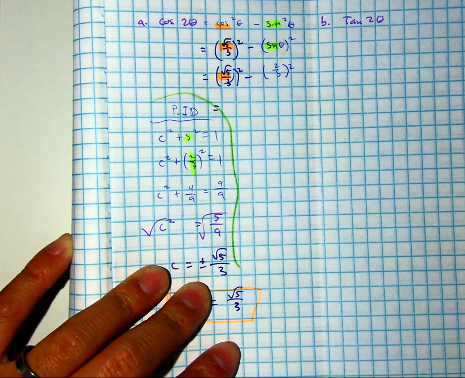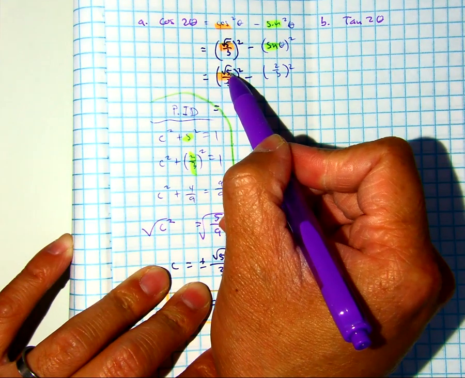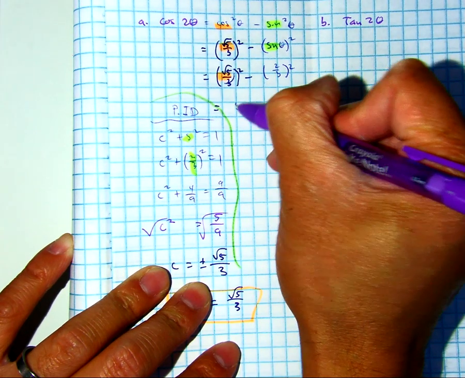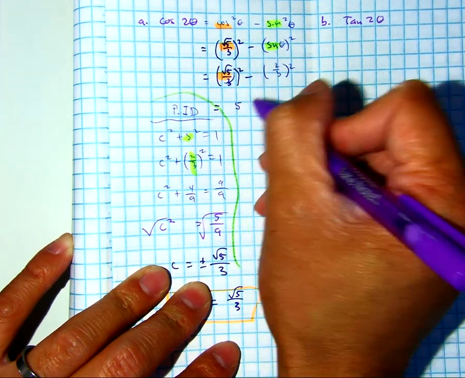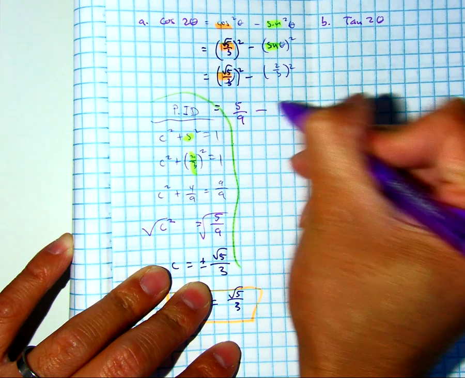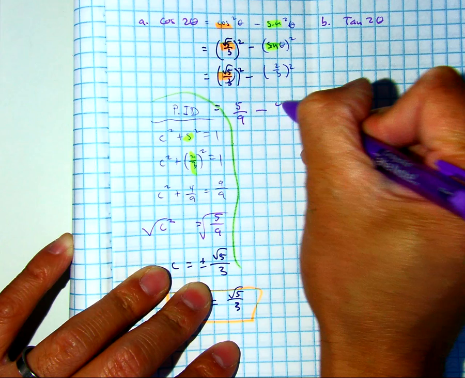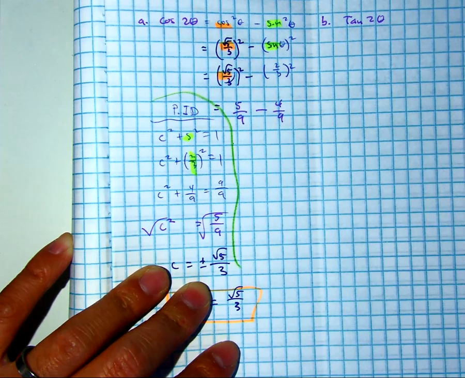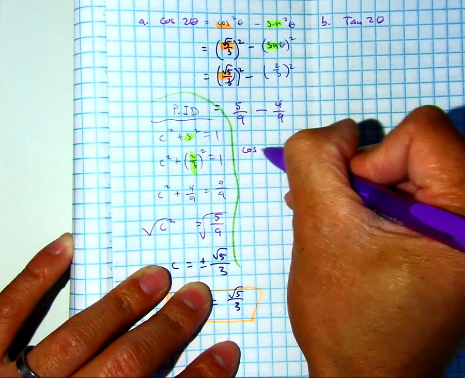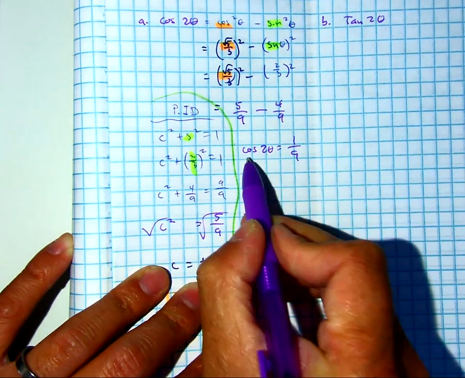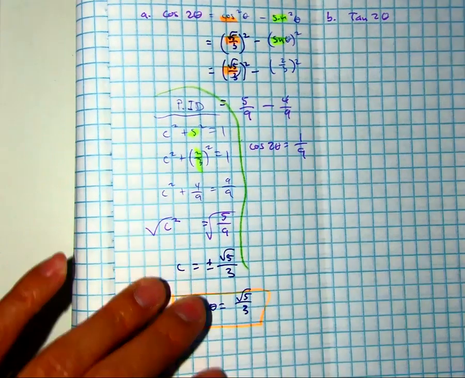Okay, radical 5/3 squared. What's radical 5 times radical 5? Correct. Radical 25, which is 5, and then 3 squared? 9. 2/3 squared? 4/9. And if you subtract those two, what do you get? 1/9. Cosine of 2 theta equals 1/9. Raise your hand if you got that.